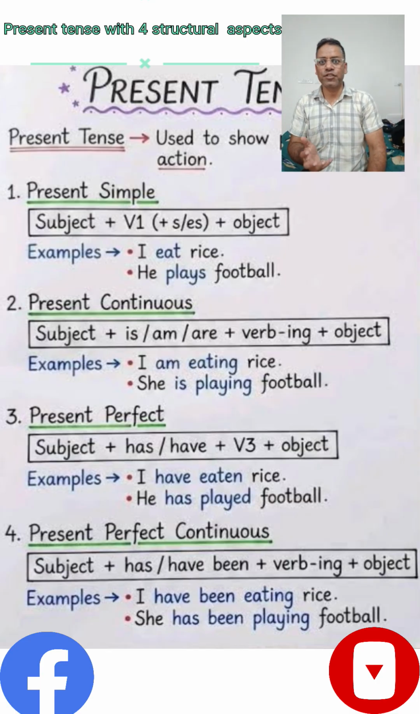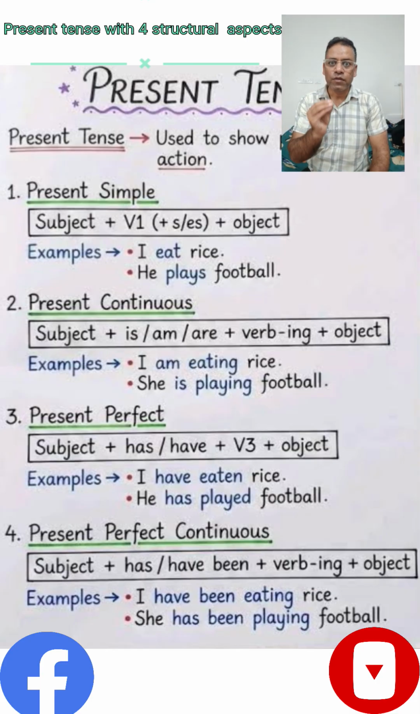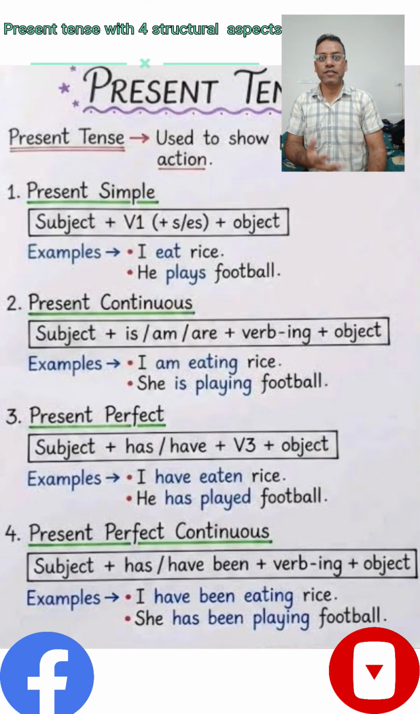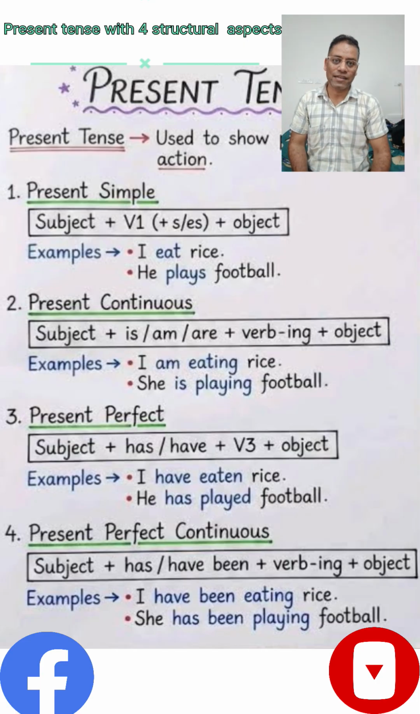In its structure we have the subject, then the first form of the verb, the present form, that's called V1. Then if the subject falls under the category of third person singular, we definitely use S or ES with the verbs. That's a special provision that I already discussed, but today also I'll refer to that.